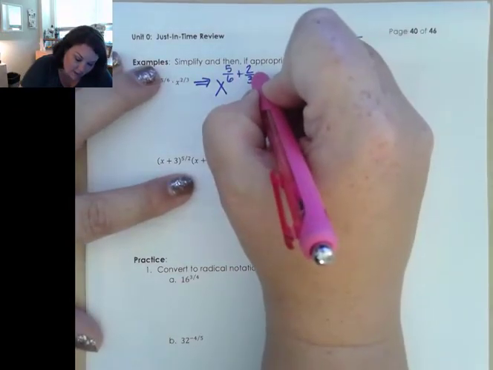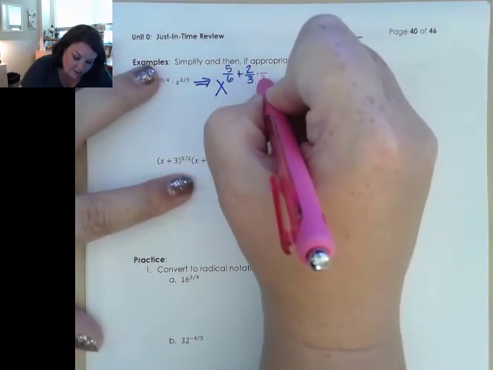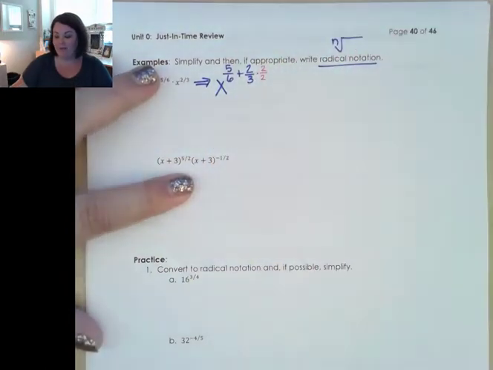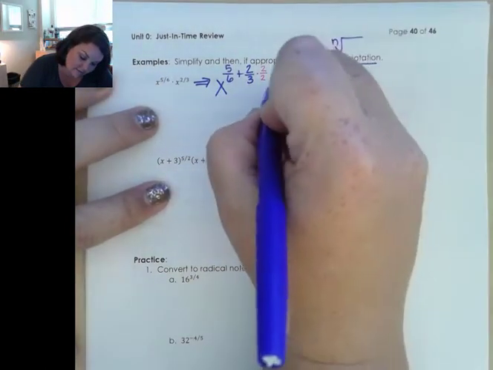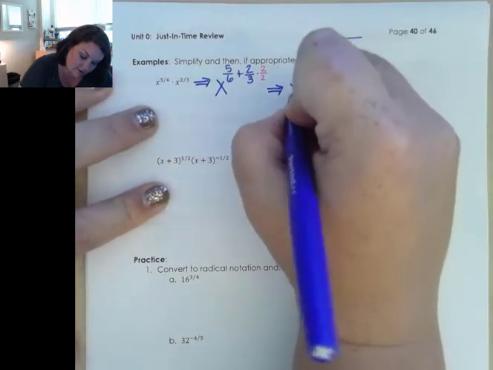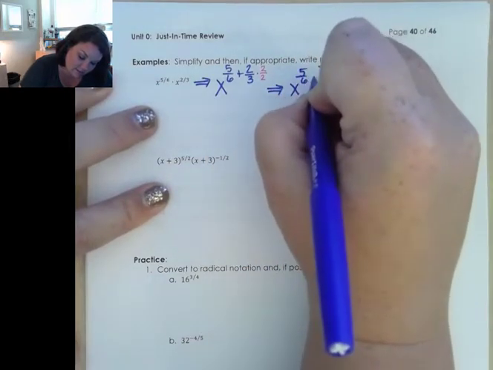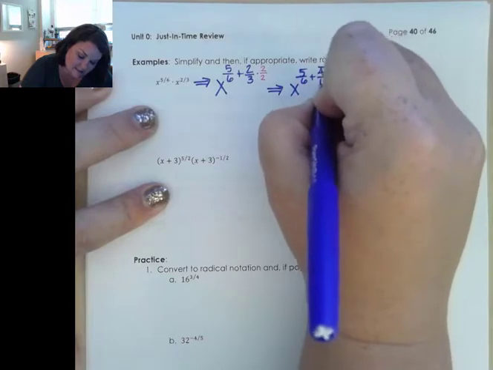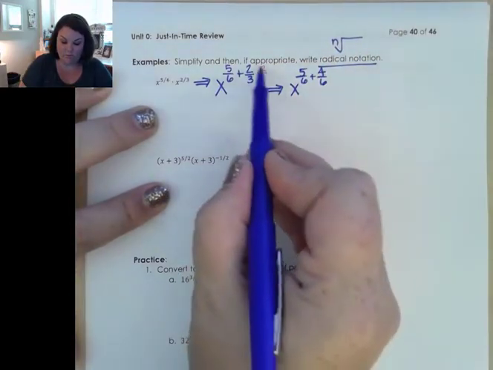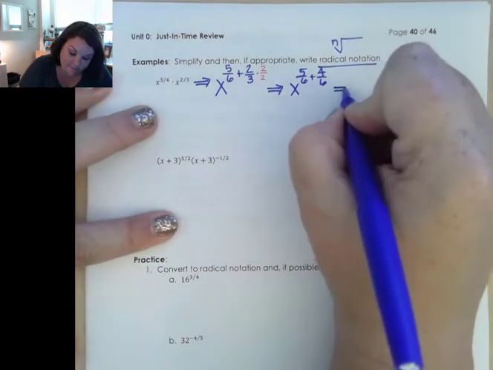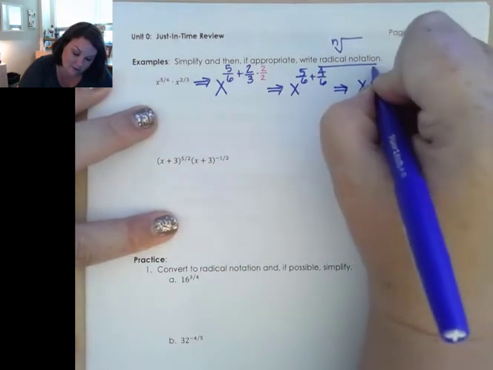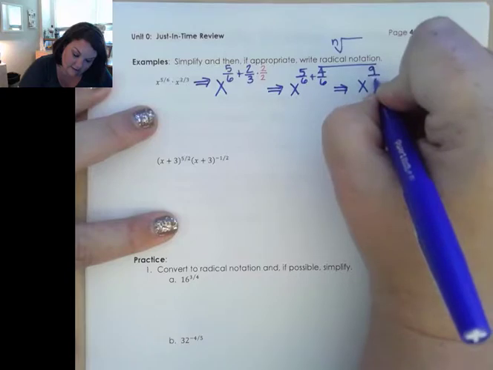So I'm going to multiply on top and bottom here by 2, so that way that fraction has a denominator of 6. Okay? So that gives me x to the 5/6 plus 4/6, right, when I rewrite this one. And now I can combine them. So that gives me x to the 9/6.